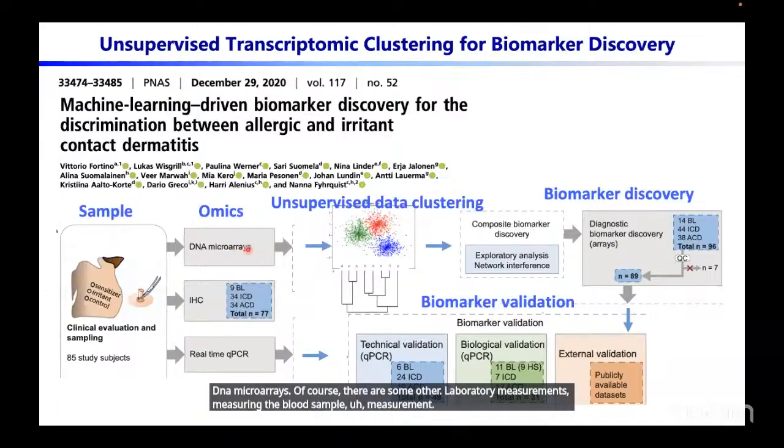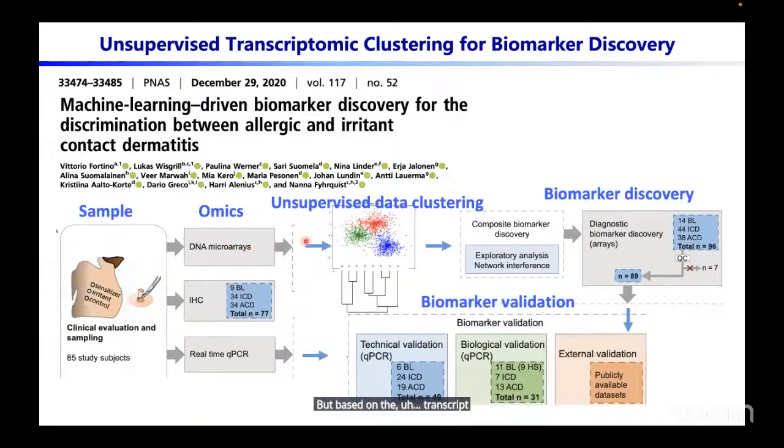But based on the transcriptomic data of the microarrays, the authors applied an unsupervised clustering method to cluster the data, so that you can draw out certain features that behave abnormally, in a similar abnormal way in the disease state. Those features are analyzed for the selection of the biomarkers. So this is the process.